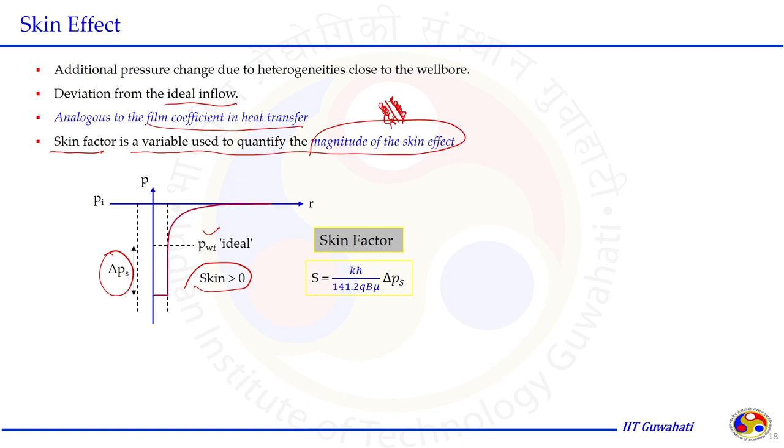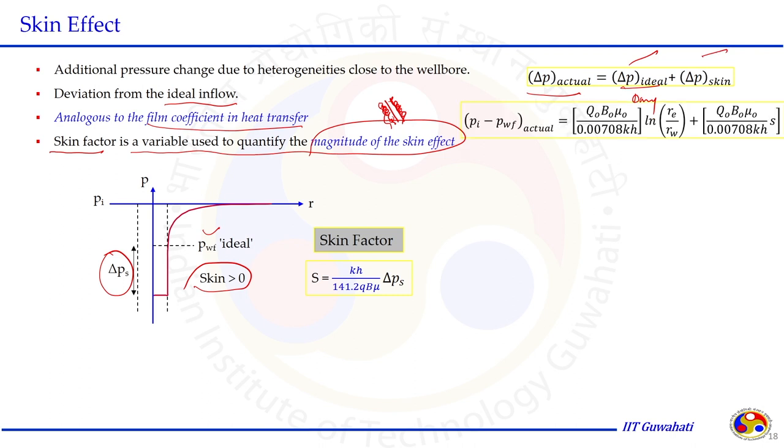These damaged conditions are offering different permeability for the fluid to flow. So what actually happens compared to the ideal condition? Ideal means the Darcy law condition. The actual pressure drop is the ideal pressure drop plus the skin condition. If we write the form of the flow condition, the actual pressure drawdown is similar to the condition for the steady state flow under the Darcy law. Another term will appear, accounting for this skin effect.